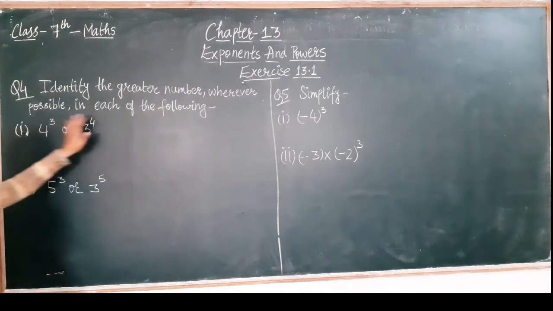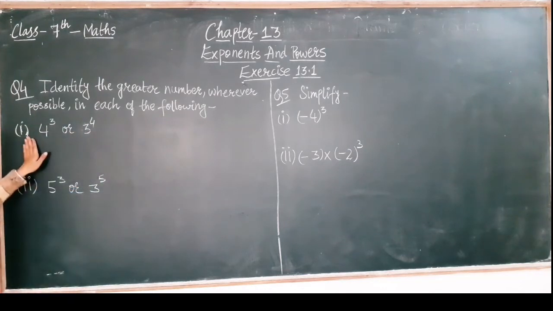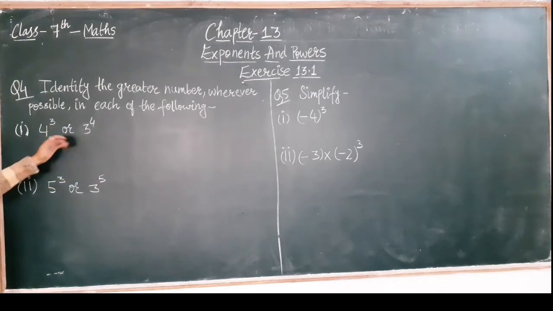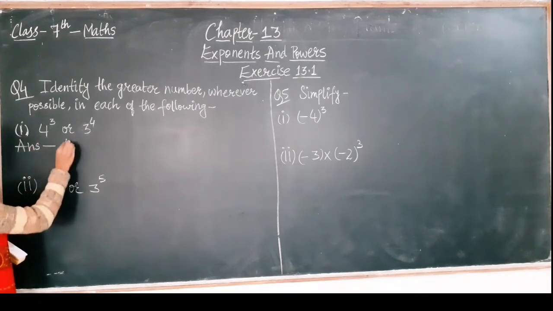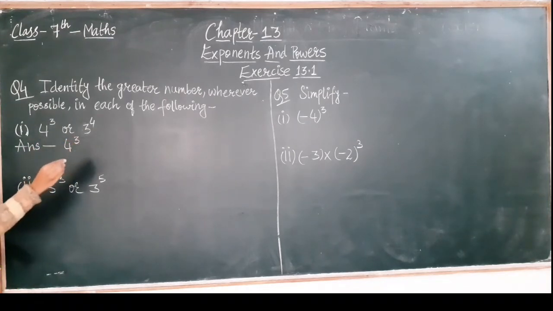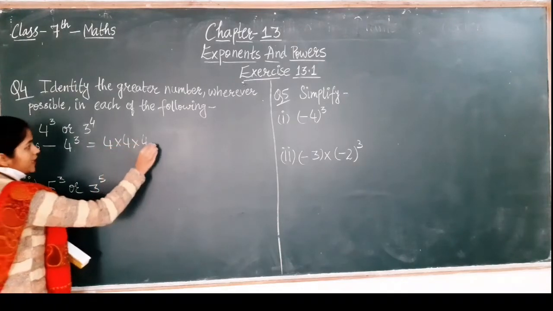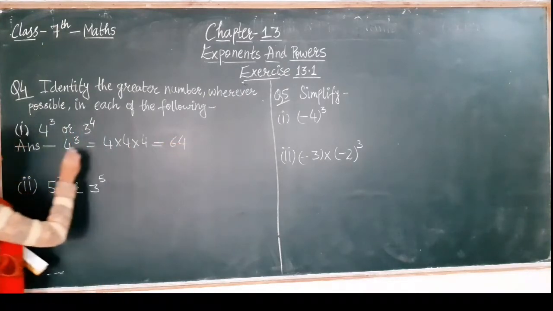Identify the greater number wherever possible in each of the following. So the first question is 4 raised to the power 3 or 3 raised to the power 4. In this question we have to find which exponential form is greater. So the first one is 4 raised to the power 3. Here we have to multiply 4 three times. If we multiply 4 three times, we will get 64.